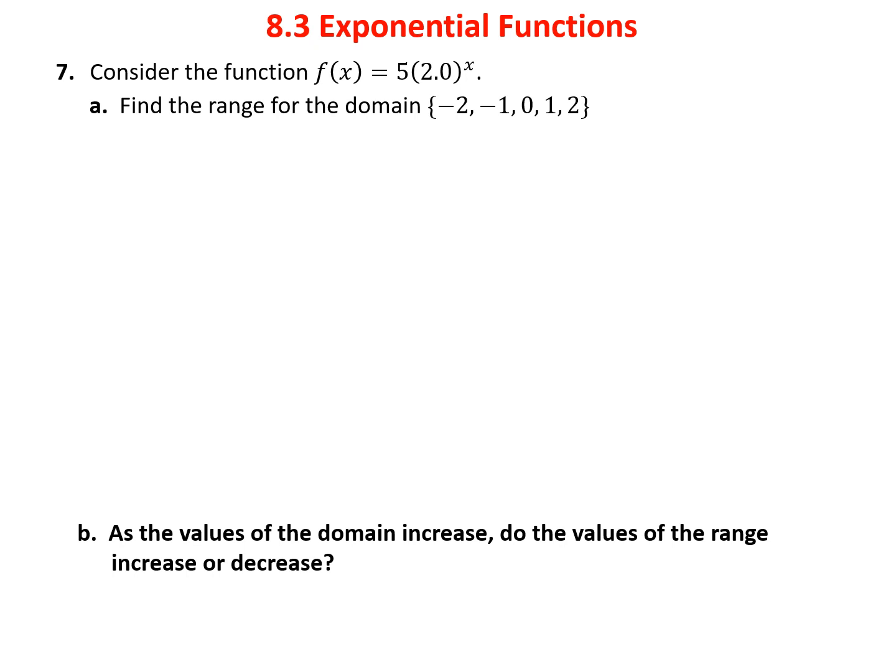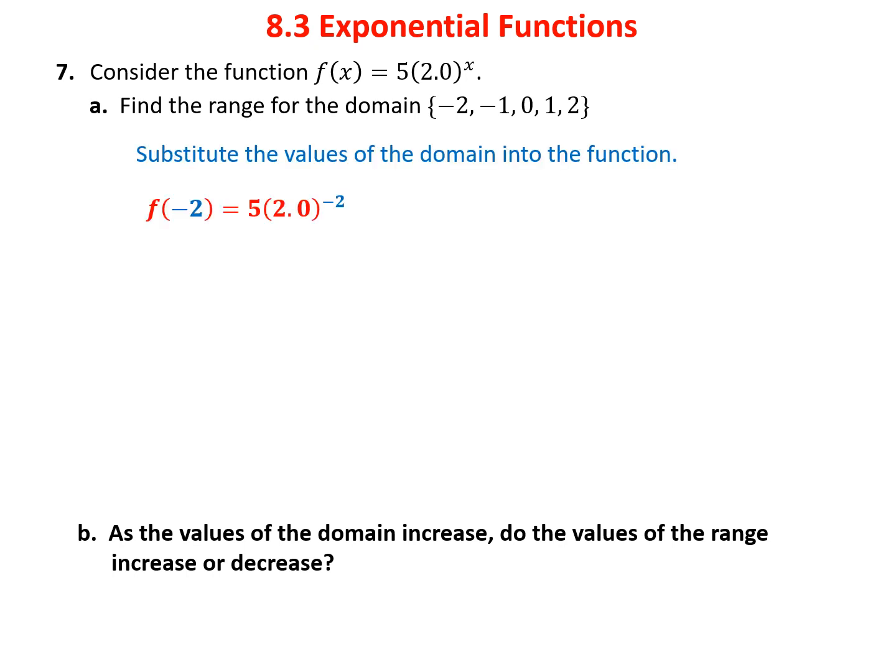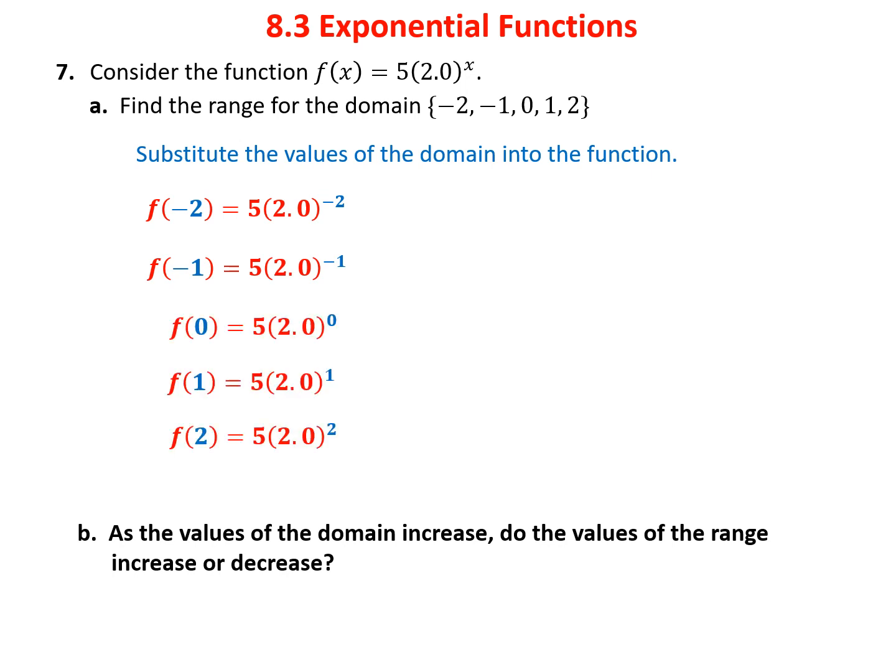So let's try this again with this different function. f of x this time is 5 times 2 to the x power over the same domain: -2, -1, 0, 1, and 2. Again, just like problem 6, we're going to substitute the values in. We want to find f of -2, f of -1, f of 0, f of 1, and f of 2.